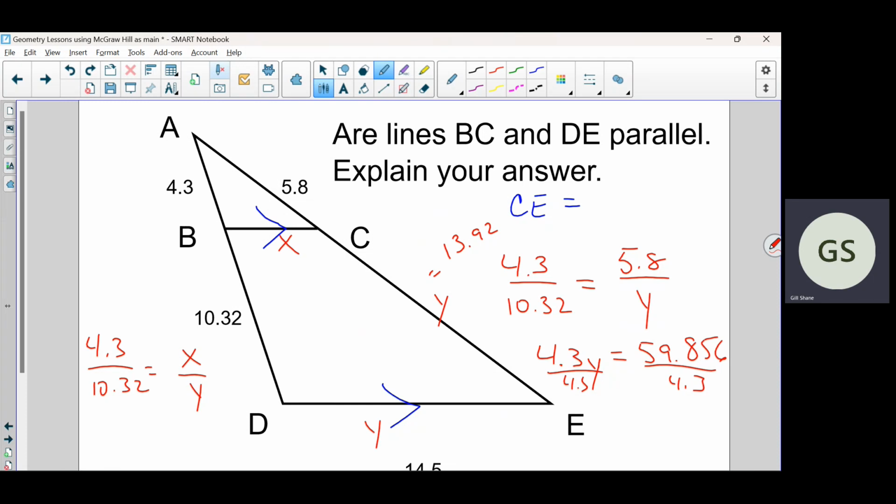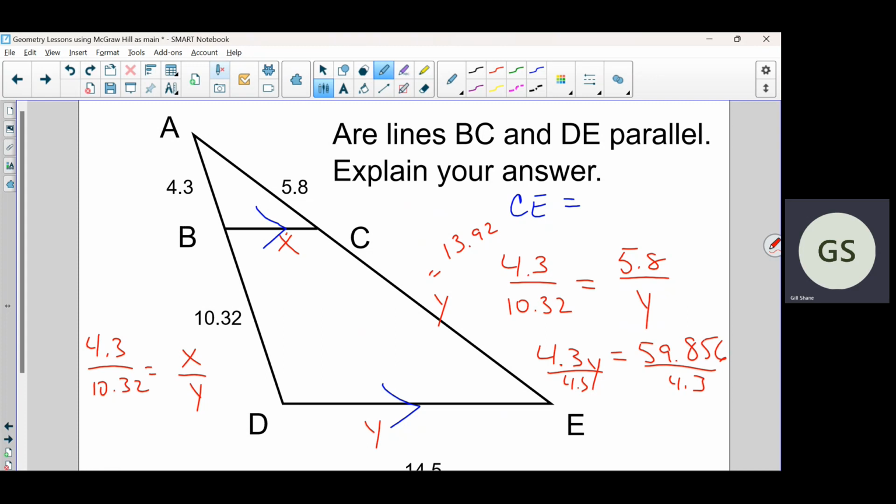I can't make a proportion between, so think of them as similar triangles again. Now go back to just thinking of them as similar triangles. This is a side of the small triangle, right? 4.3. Well, this is a side of the small triangle, so I can put X on top. That part's fine. I'm comparing a side of the small triangle with another side of the small triangle on the top.